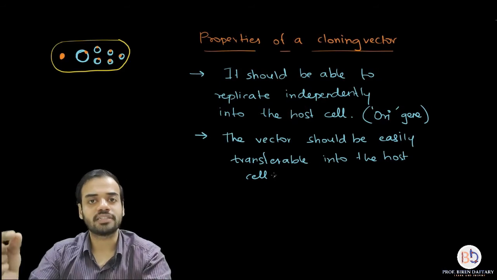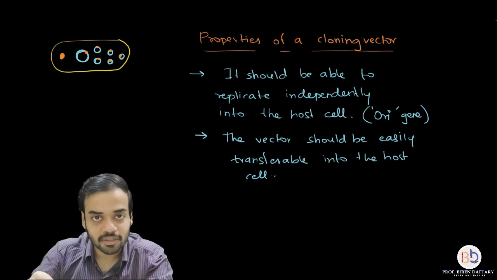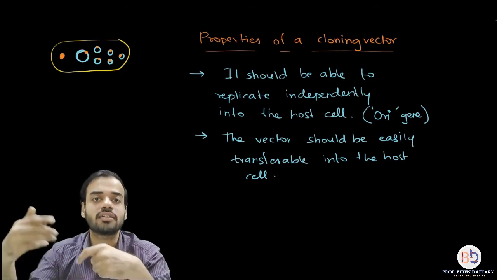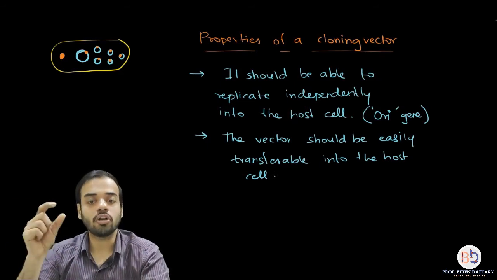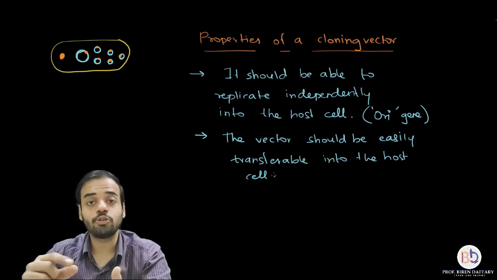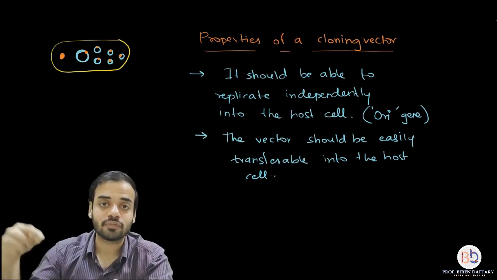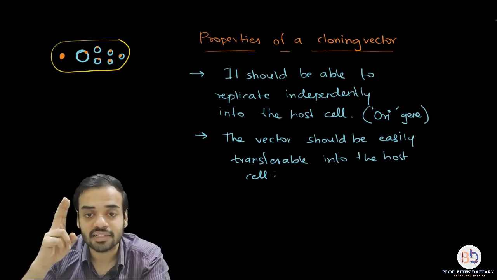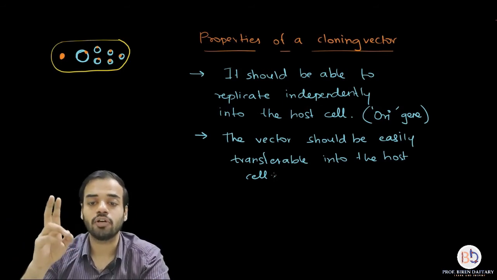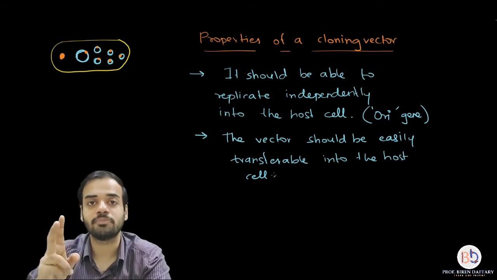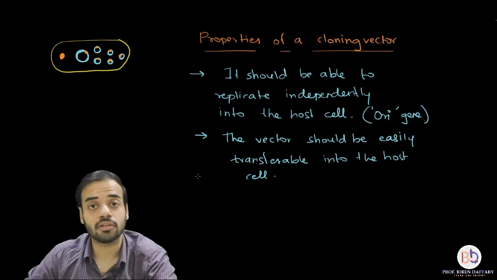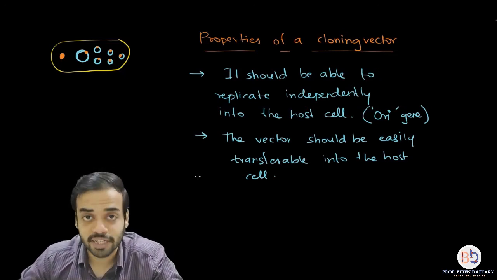No, because till that plasmid enters the bacterium or till it enters the host cell, it cannot transfer the gene. So a good cloning vector should be easily able to transfer itself or should be easily able to enter into the host cell. That is the second property of a cloning vector. Please remember this. Is that clear? Now coming to the third property, the third and the fourth properties are very important.